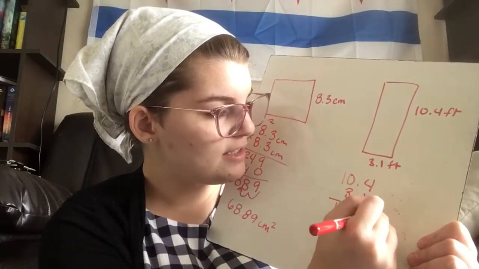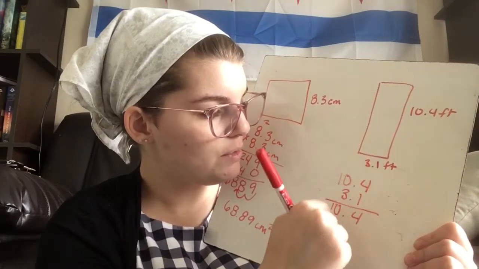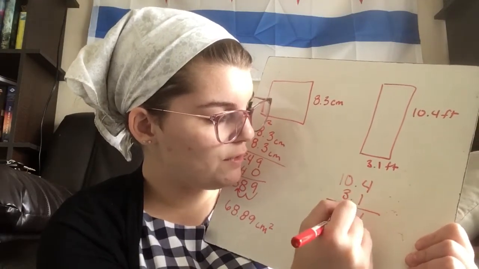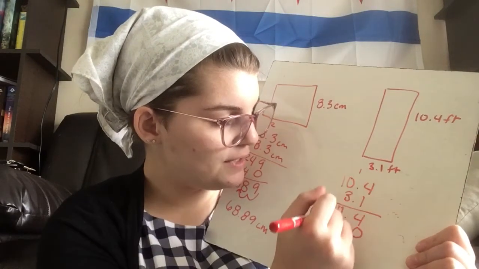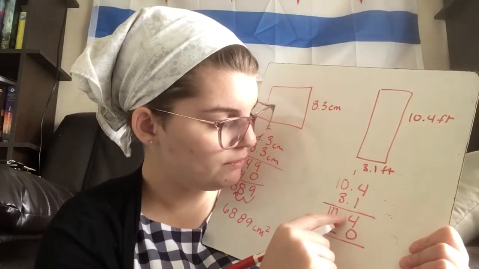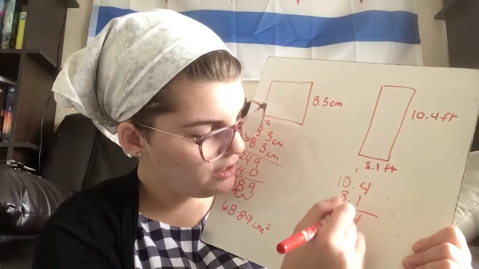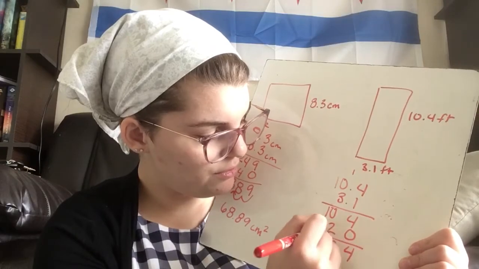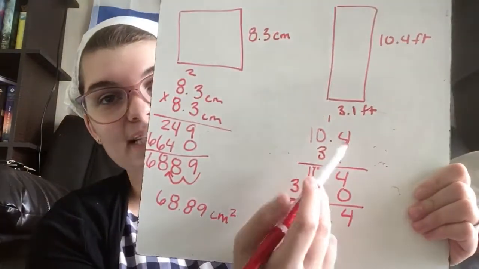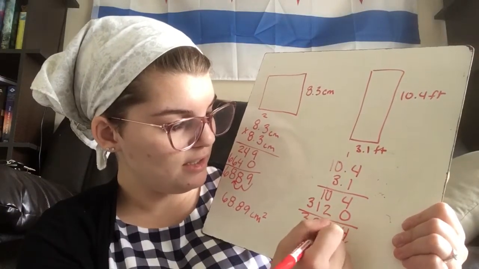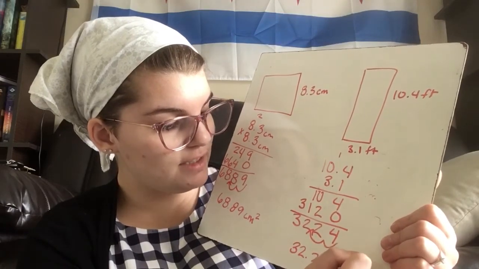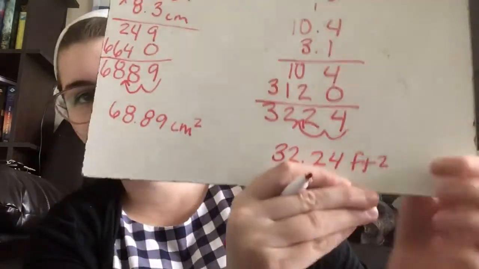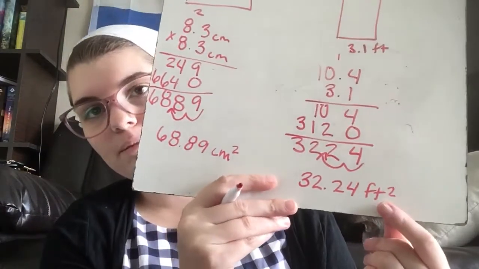I know that, 4 and then 0 and then 1. So 3 times 4 is 12. 3 times 0 is 0, carry the 1, and then 3 times 1 is 3. So I have my 4, 2, 2, 3. But I'm not done yet because I have my 2 decimals. So I have 1 decimal place, 2, move it over twice. Our answer is 32.24 feet squared, because see how it gives us feet? Feet times feet is feet squared.